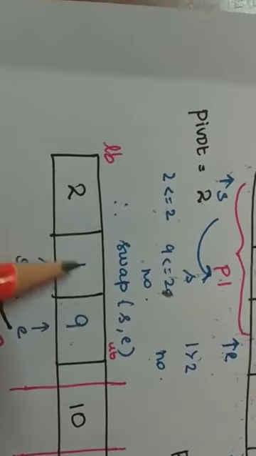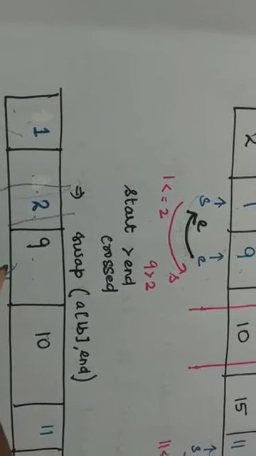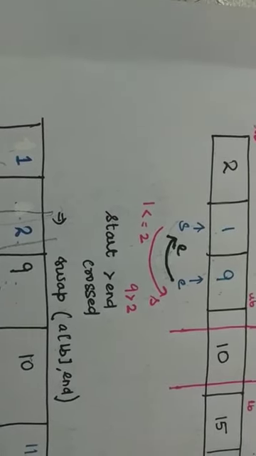The 2 has found its position. So we will partition this. So this is our partition. Whatever elements are greater than 2 will be on this side, whatever elements are less than 2 will be on this side. Since we have only one element left, we need not do any partition. Here also we have only one element. So we will not do any partition or subpartition for this.